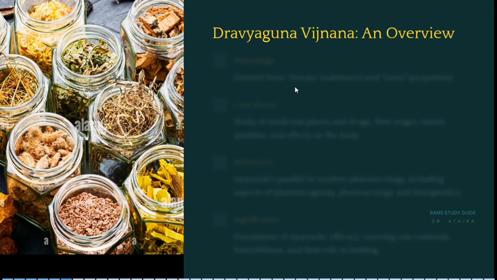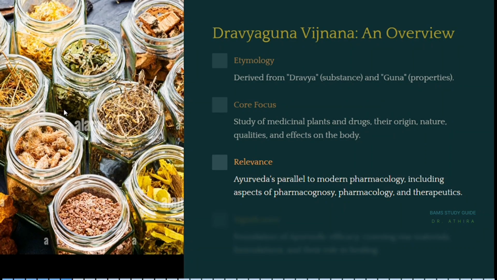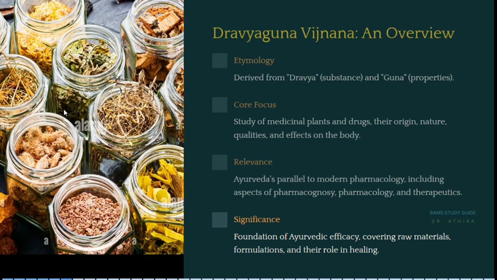Once again, Dravyaguna Vijnana is derived from the terms Dravya meaning substance and Guna meaning properties. It focuses on the study of medicinal plants and drugs, including their origin, nature, qualities, and their effects on the human body. It is considered Ayurveda's parallel to modern pharmacology as it includes aspects of pharmacognosy, pharmacology, and therapeutics. Overall, it forms the foundation of Ayurvedic treatment, dealing with raw materials, formulations, and their role in healing.